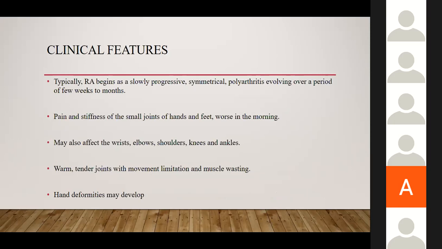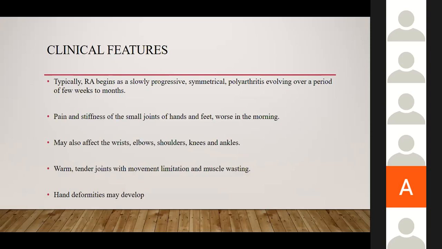We've seen that it will be symmetrical and involve multiple joints. Usually you have pain in the joints and stiffness in the joints, most of the time in the small joints of the hands and feet, and it's worse in the morning. When you wake up, you realize you have severe pain in your feet and your hands, and the joints become very stiff. Apart from the small joints in your feet and hands, it can also affect the wrists, elbows, shoulders, knees, and ankles. But that's not the classic. The classic is small joints becoming very stiff and very painful, and worse in the mornings.